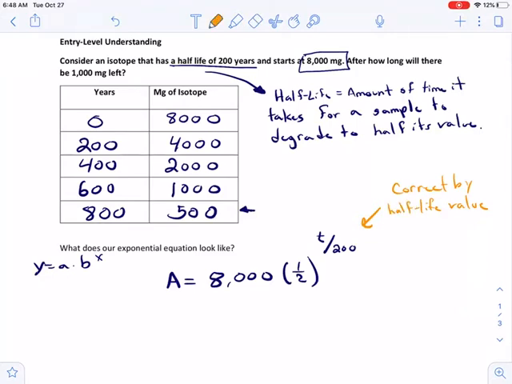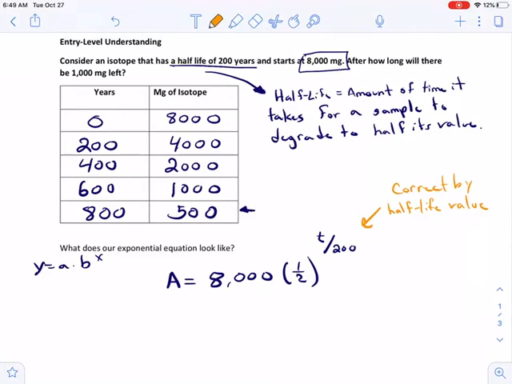So we correct by our half-life value here. Now if you take a look at this equation, if I plugged in t is 200, the first thing that we're going to do is divide by that 200 to get a 1, and then I will apply that half just once, and that's what I want. If I plug 400 into there, then I'm going to divide by 200 and get 2, and that's because it will have halved in value twice.